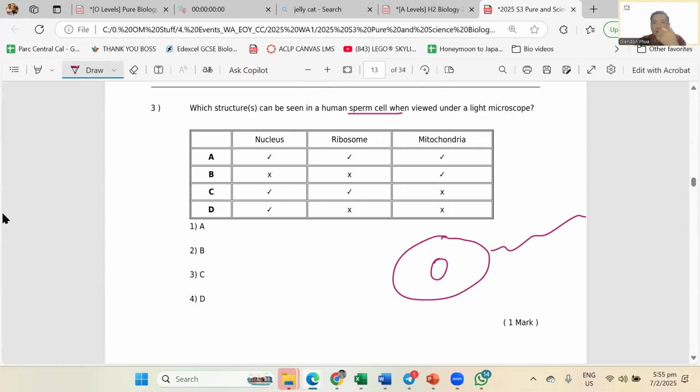So once I know there is no chloroplast, life is easy. Then now look at this. What can I see under a light microscope? I already know I can see my nucleus. So if I know I can see my nucleus, this one straight away is gone. Then I can only see my nucleus. I cannot see these two. So life is easy. If I cannot see these two, I will see my answer here is D. Okay, answer here is D.